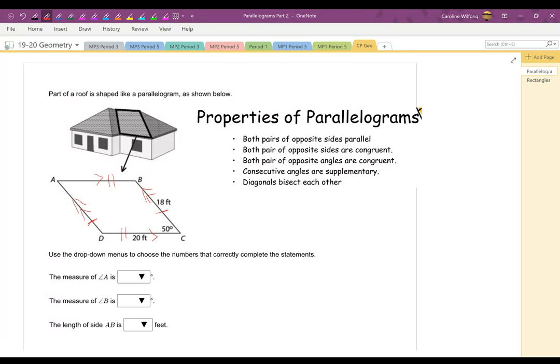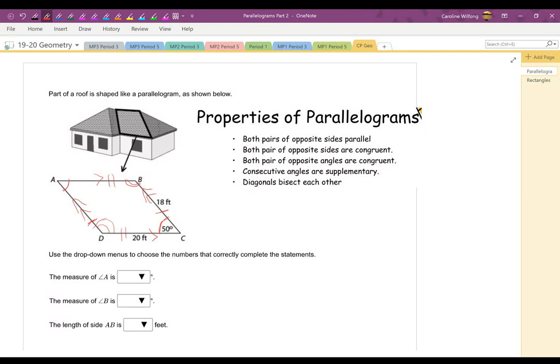Our third property of parallelograms is that both pairs of opposite angles are congruent. So angle A is congruent to angle C, and angle B is congruent to angle D. So we mark those. And then we also know that the consecutive interior angles are supplementary. So that would allow us to figure out some of our missing angle measures.